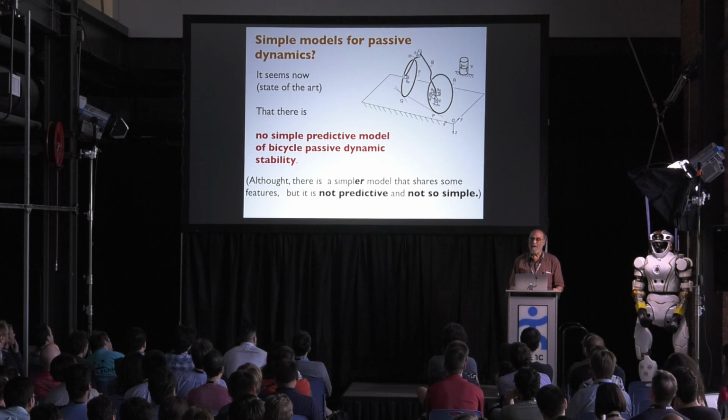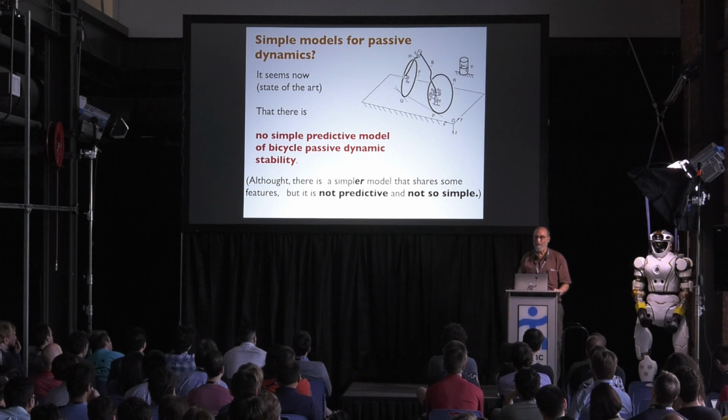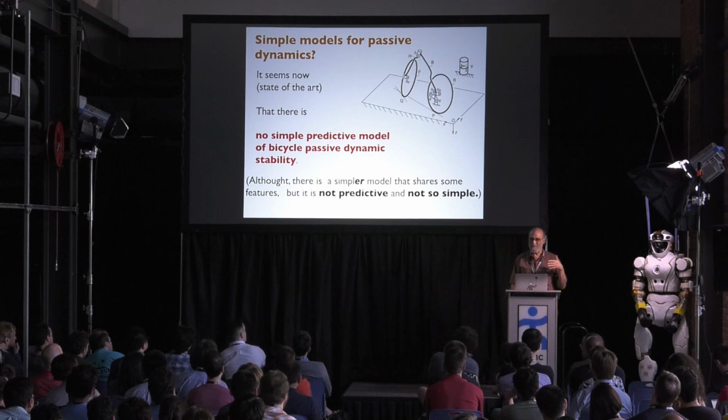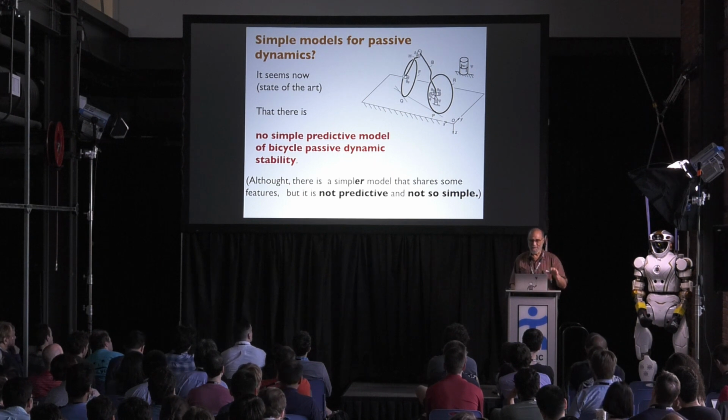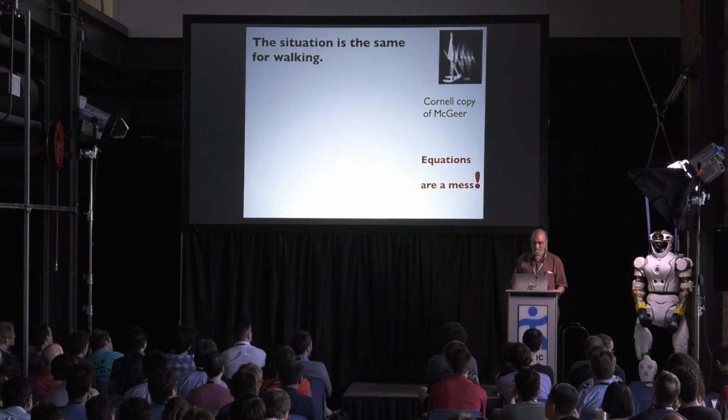So is there a simple model for passive dynamics of a bicycle? And I think the simple answer is no, there is not. There's no simple predictive model of bicycle passive dynamics. Now you could say it's a simple model, it's 4 rigid bodies, that's not so complicated. Computationally, for certain people in this audience, that's not so complicated, but intuitively it is very complicated.